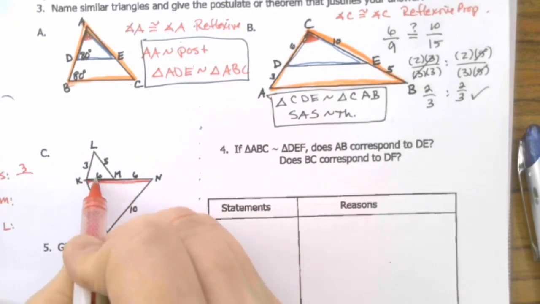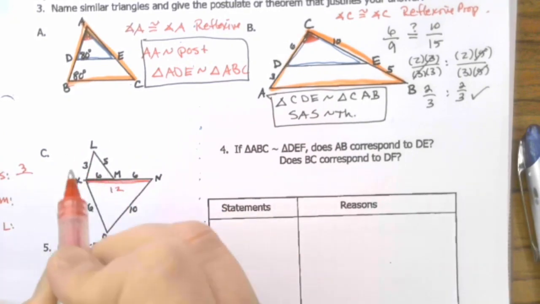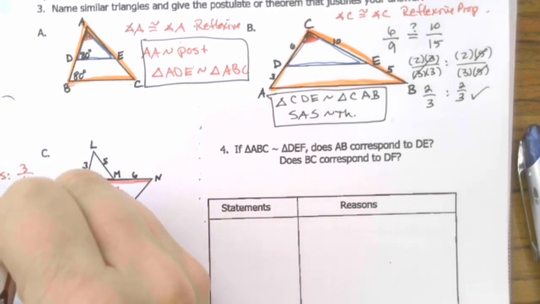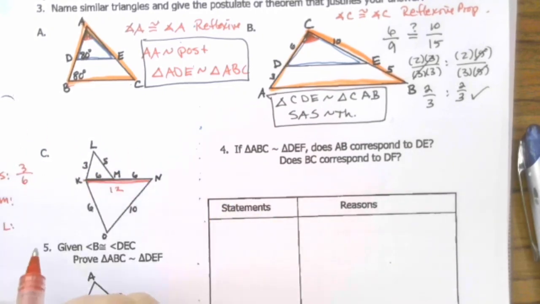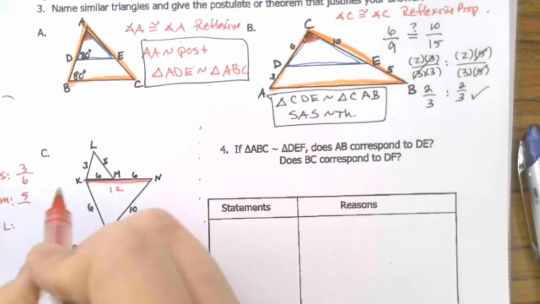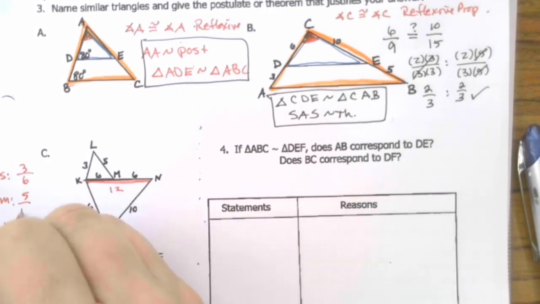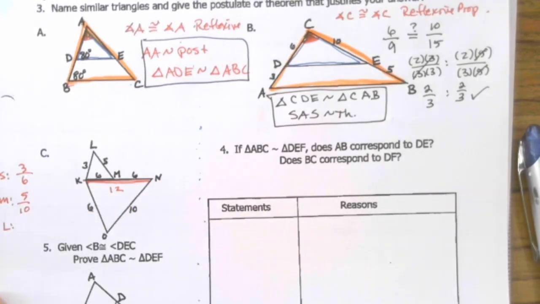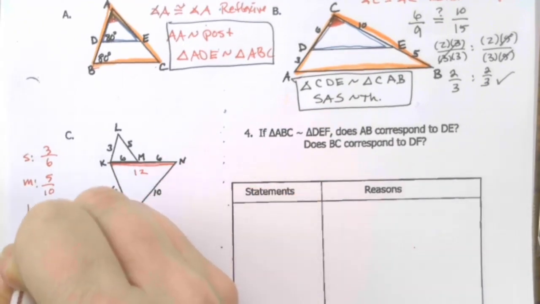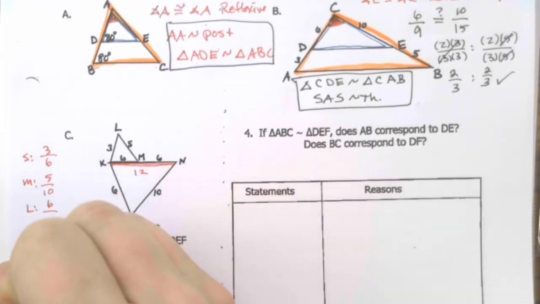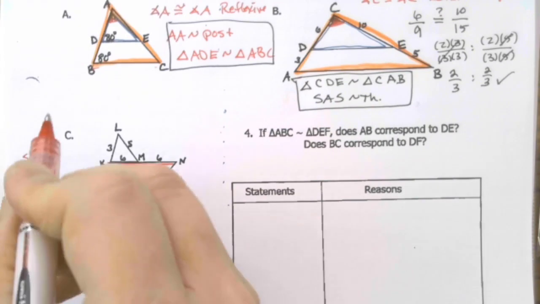This side is 6 plus 6, which is 12. So smallest one is 6. For the medium side on the small one, it's 5. Medium side on the big one is 10. Long side of the small is 6. Long side of the large one is 12.